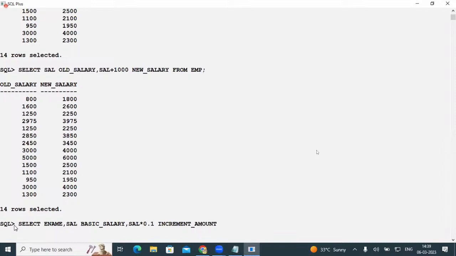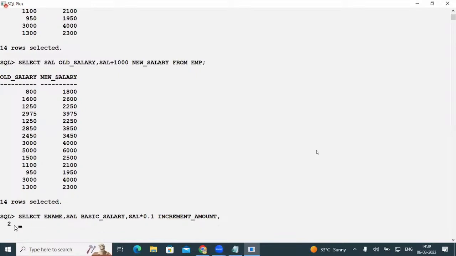Otherwise, I will call it increment amount. Then after the basic salary and increment amount, finally, what do I want to show? Total. So I'm writing total. How to write total? Basic salary plus salary into 0.1. Is it correct? Sal plus sal into 0.1. Yes or no? Yes. So I will show that as the total salary, from which table? EMP table.